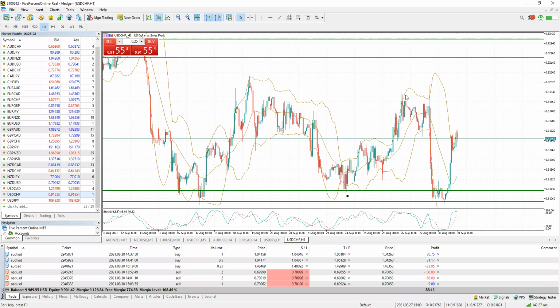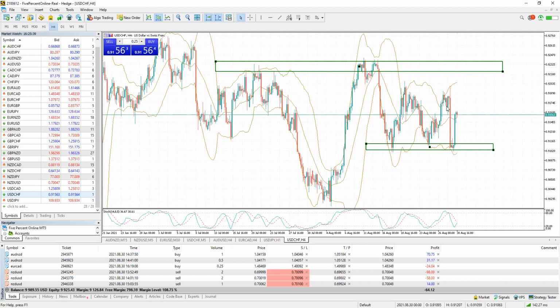On the H1, we also have this level here, but look, we are not so far off the highest level on the H4. So I prefer not to open any position on the H1. I prefer to wait for a big key level on the H4 to make a decision. Okay, for the moment, no decision at all.